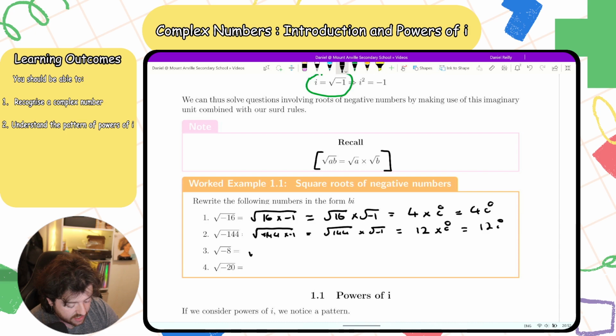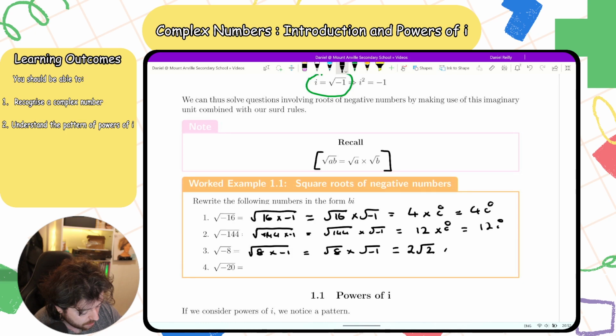Root negative 8, that's going to be root 8 times minus 1, which is equal to root 8 times root minus 1, which is equal to root 8. If you put that in your calculator, you are going to get 2 root 2, and then multiply that by i, which is equal to 2 root 2i.